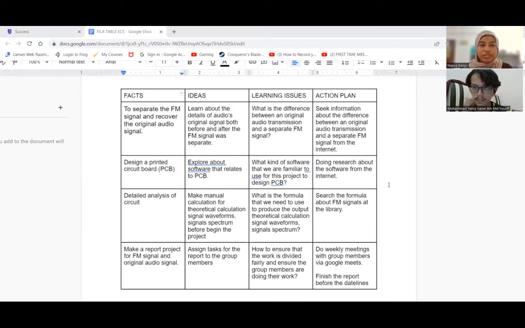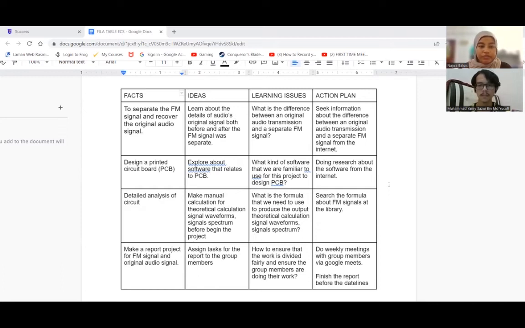Thank you. For the third fact, we need to do a detailed analysis of the circuit. For the idea, we need to make manual calculations for the theoretical calculation, signal waveform, and signal spectrum before we begin the project. For our learning issue, we need to know what formula we need to use to produce the output, theoretical calculation, signal waveform, and signal spectrum. And for our action plan, we need to search for the formula about the FM signal at the library.